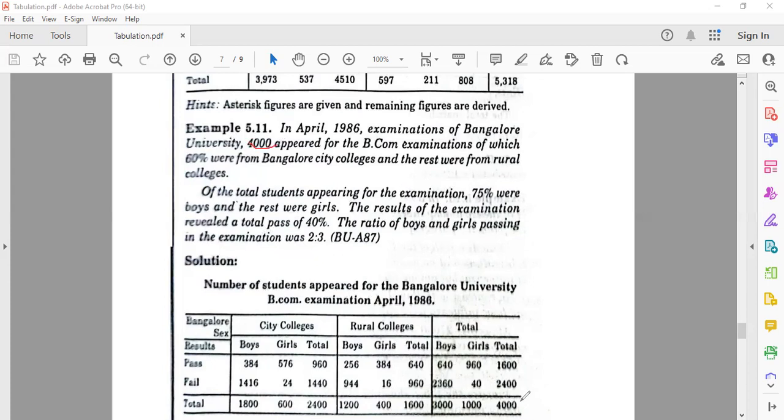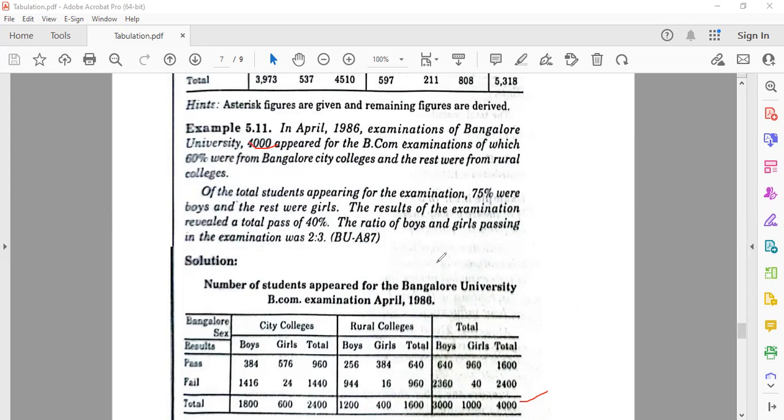So this 4,000 is the total students put together of city colleges and rural colleges. Now of the total students appearing for the examination, 75% were boys and the rest were girls. So this data is given. The results of the examination revealed a total pass of 40%. The ratio of boys and girls passing the examination is 2:3.